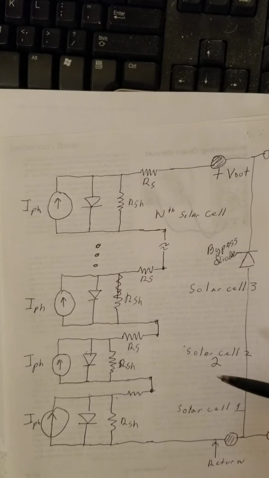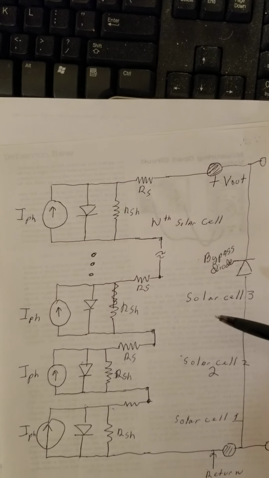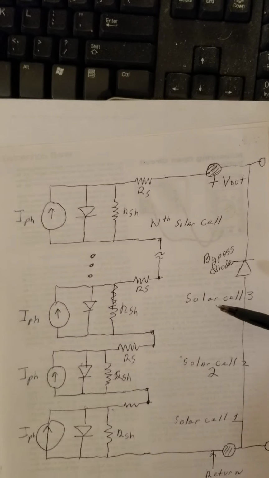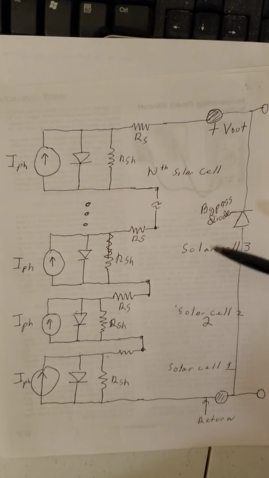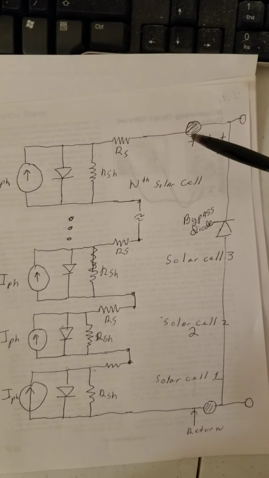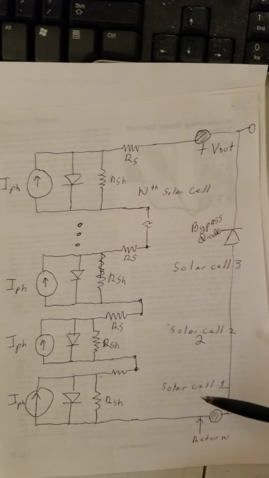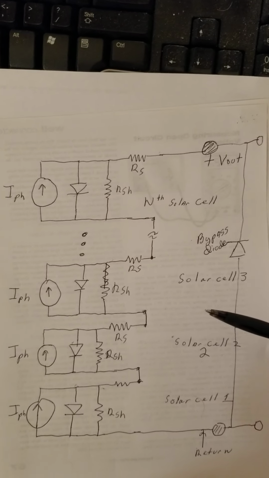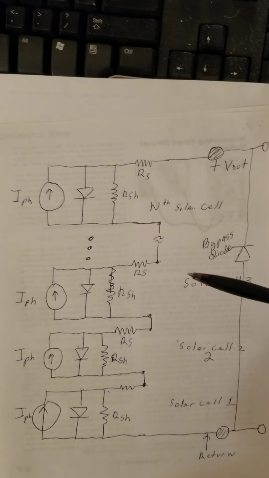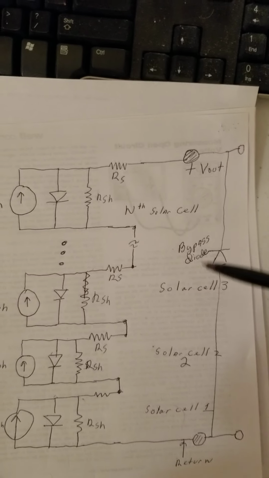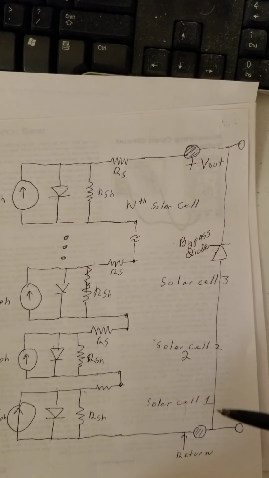Solar cell 1 plus solar cell 2 plus solar cell 3, and a 100-watt solar panel has 36 cells in it, so this V out is going to be approximately 36 times 0.6 volts. Now, to be complete, a lot of solar panels will have a bypass diode.